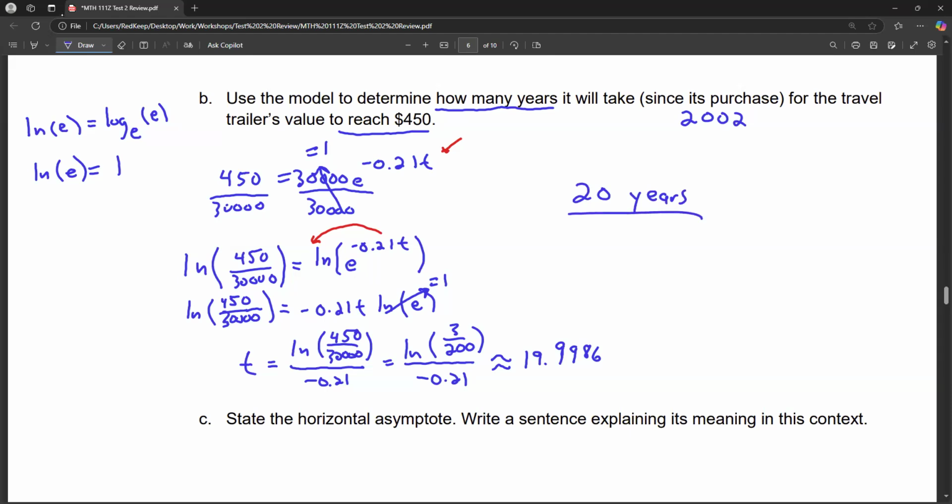Okay. You might answer it in a sentence saying something like, it will take 20 years for the trailer's value to reach $450. That would be a great answer for this one.